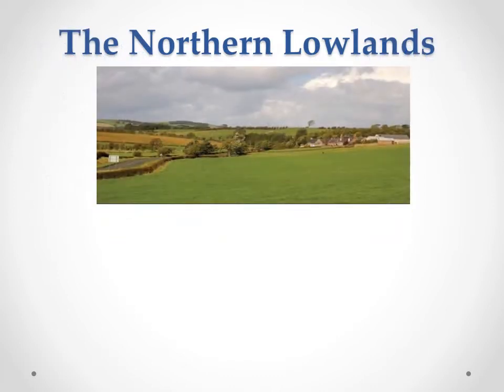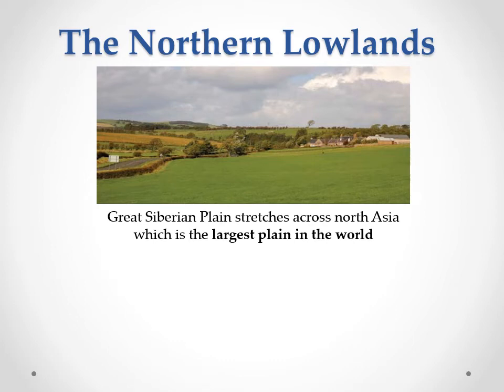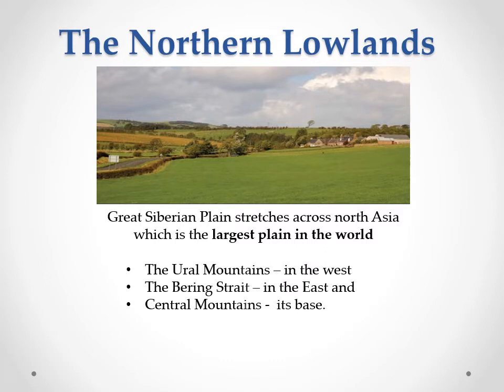The Northern Lowlands consist of largely the Siberian plain. The Great Siberian Plain stretches across North Asia, which is the largest plain in the world. It is triangular in shape. The Ural Mountains in the west and the Bering Strait in the east form its two sides and the central mountains at its base. Three long, slow-flowing rivers start from the central mountains and flow northwards across the lowlands to drain into the Arctic Ocean. They are the rivers Ob, Yenisei, and Lena.